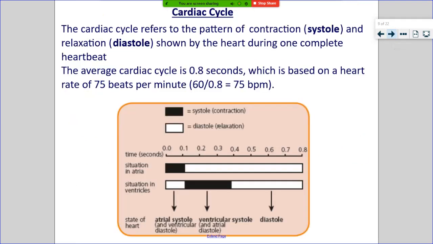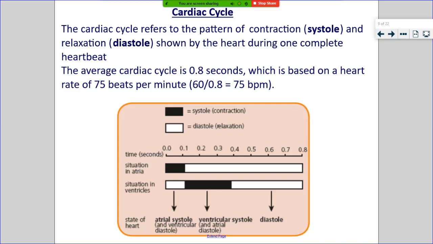So the cardiac cycle is really the pattern of contraction and relaxation that takes place in one heartbeat. When we're talking about contraction, we use the term systole. And when we're talking about relaxation, we use the term diastole. If you take a look at the diagram at the bottom, you can see that we have a cardiac cycle which lasts 0.8 seconds. And there are different things happening at different parts of that cycle.